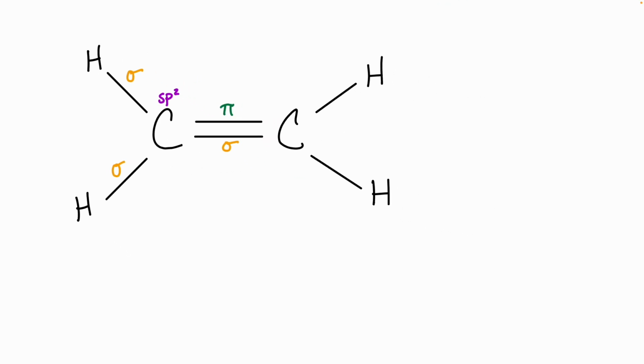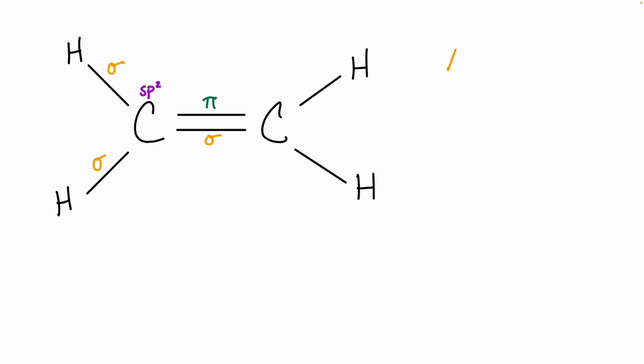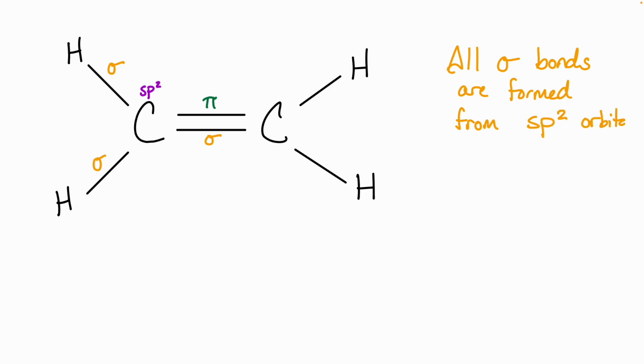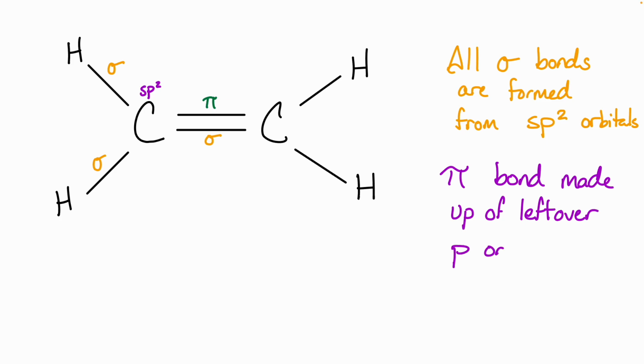All right. The sp2, what the heck does that mean? In this molecule, all of our sigma bonds are formed from those sp2 hybridized orbitals. Right? Carbon has an s orbital and three p orbitals. It mixes two of those p's with its s to make this hybrid orbital, and that's what it's using in bonding. All right? But then what's the pi bond made of? Importantly, the pi bond is made up of that leftover p orbital. Okay? And the geometry of those p orbitals is very different from those sp3 orbitals.